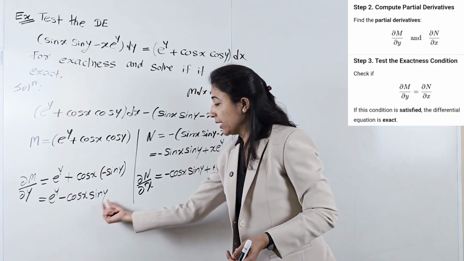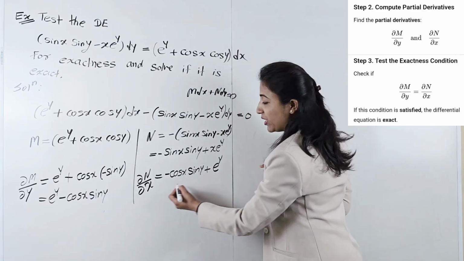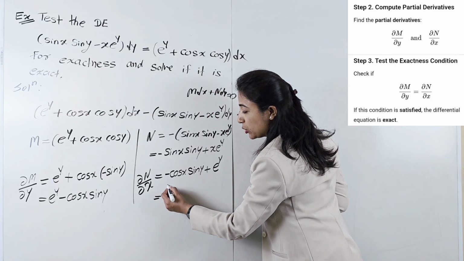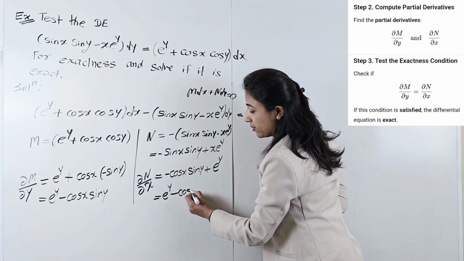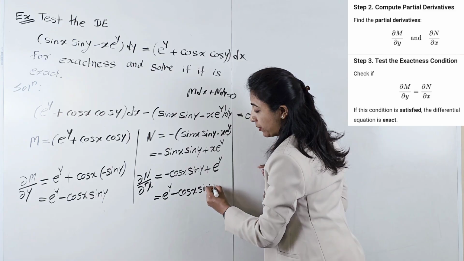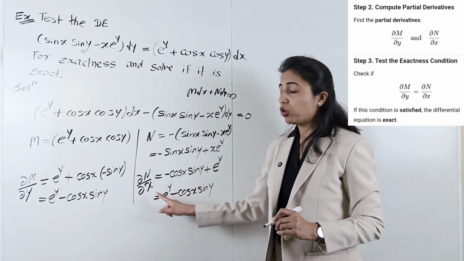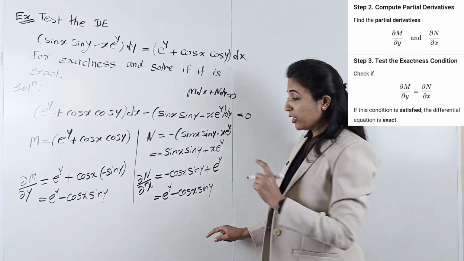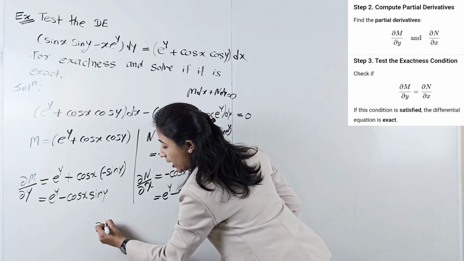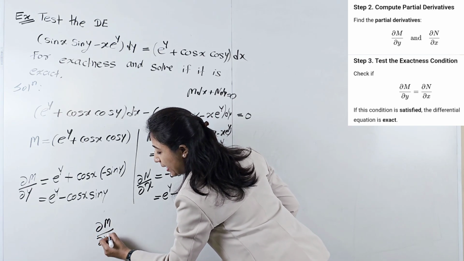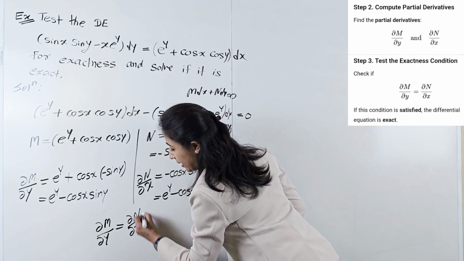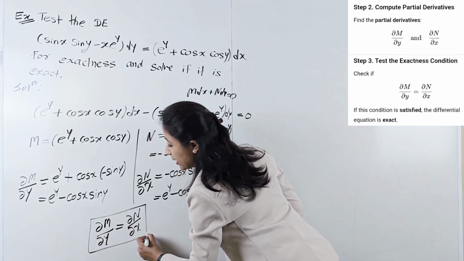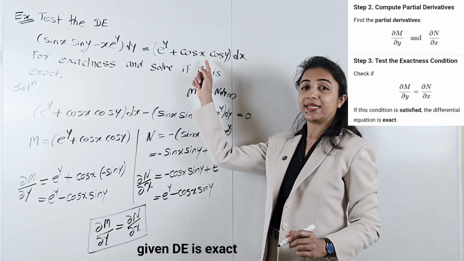Now check this result. Is it the same? Yes, if we write e^y first, e^y is positive and this term is negative cos x sin y. Now see here, both derivatives are exactly the same, and if ∂M/∂y equals ∂N/∂x, it is nothing but the condition of exactness. So hence we can say the given differential equation is exact.